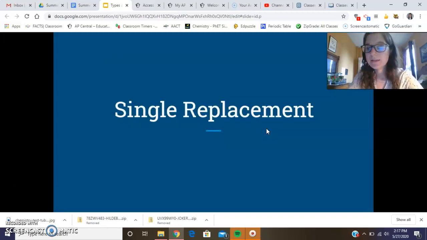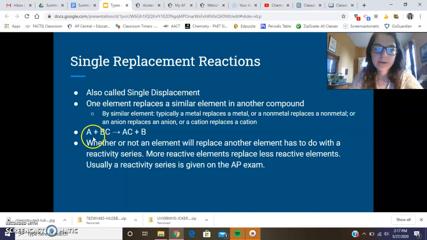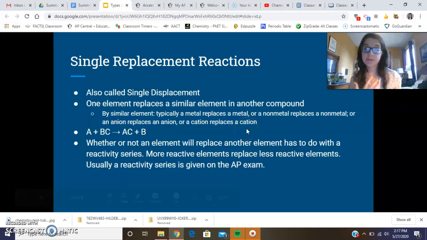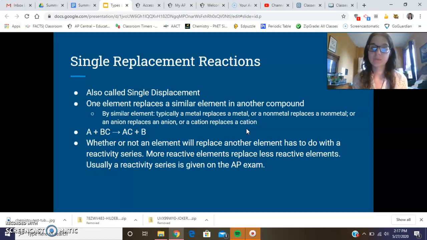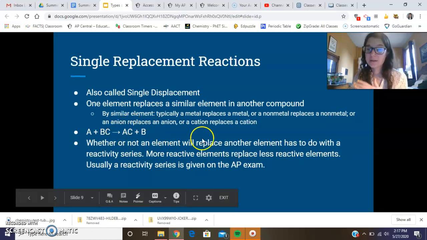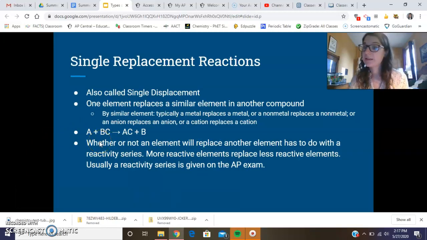The next type of reaction is a single replacement reaction. So in this symbolic equation, you can see that one element is switching places with another. To decide what element will switch with what, you have to consider what would be similar. So for example, if BC is a salt, a metal and a non-metal, then A would have to replace the thing that is alike. So if A is a metal, it's going to replace the metal. If A is a non-metal, it's going to replace the non-metal.